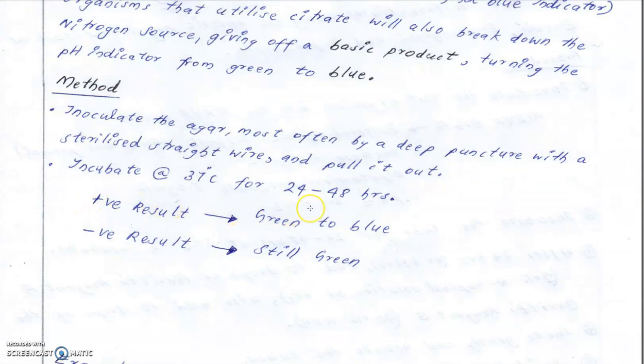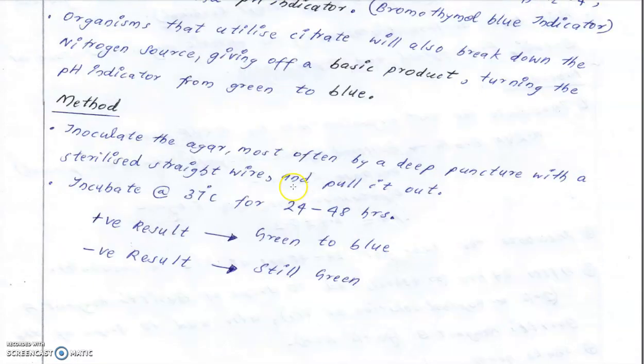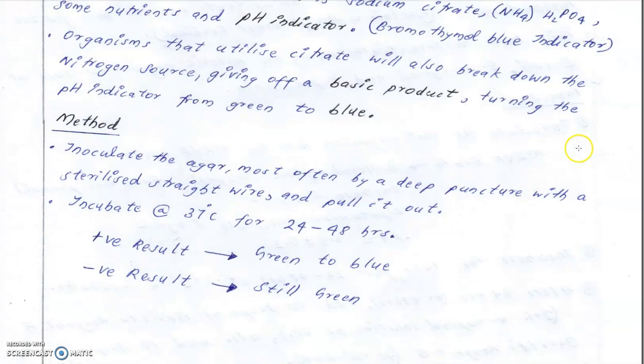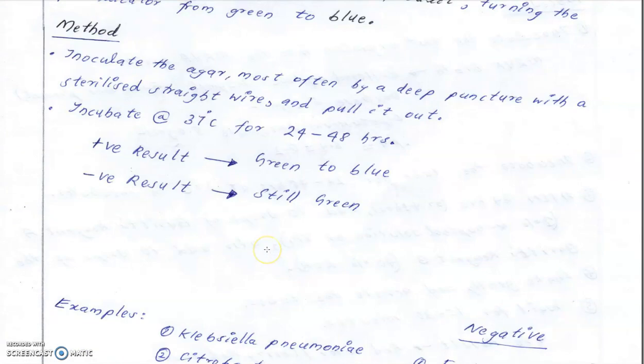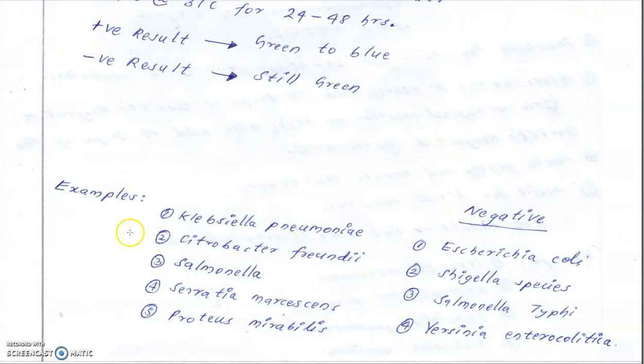A positive result means a green to blue change. A negative result means it is still green. That is, the bromothymol blue indicator hasn't had any change. That means it will stay green.